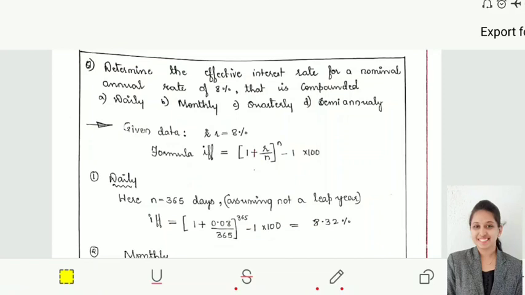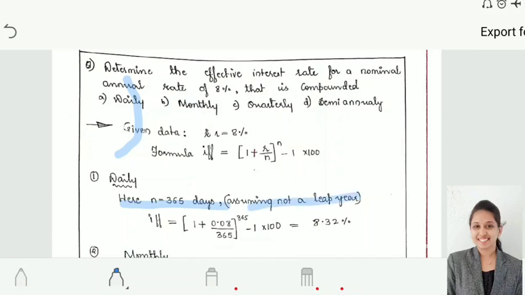Okay, that is, determine the effective interest rate for a nominal annual rate of 8% compounded. 4 cases will be given: daily, monthly, quarterly and semi-annually. So we know the data given, only the interest rate is given, and it is mentioned daily, monthly, quarterly and semi-annually. So we have the effective interest rate formula, that is 1 plus r by n raised to n, minus 1. Okay, so how do we understand this? See here, for the first case if we consider daily, n is 365 days. Why? Because we are considering it on a daily basis, assuming it is not a leap year.